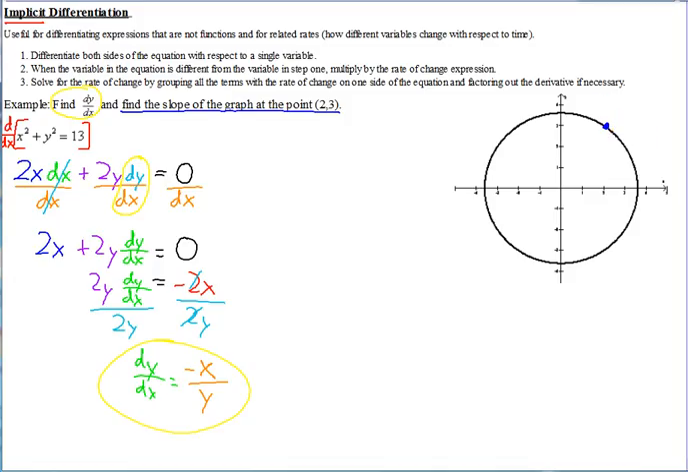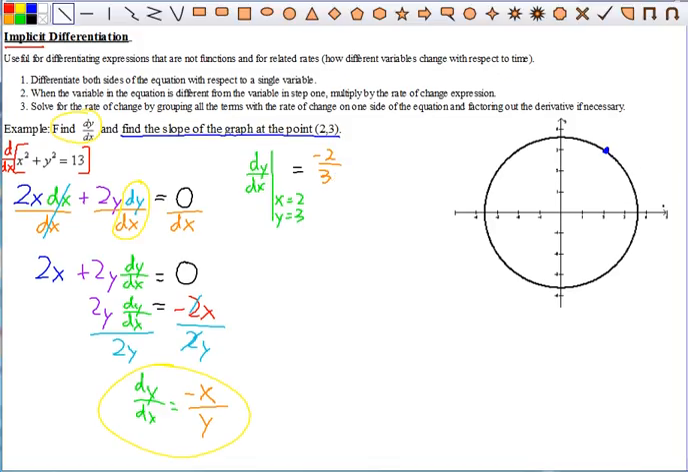So now all you have to do is substitute that into the derivative. We're evaluating the derivative right at the point 2, 3. So you write a vertical line and show that you're plugging in x equals 2 and y equals 3. And when we do that, x is 2, so negative 2 over y is 3. So we get negative 2/3. So what we just found is that the slope of the tangent line right here is exactly negative 2/3.